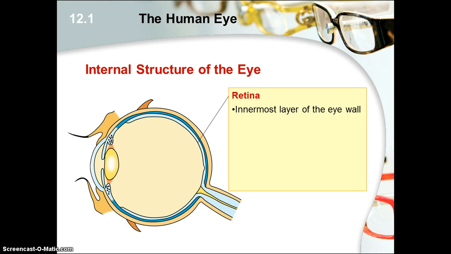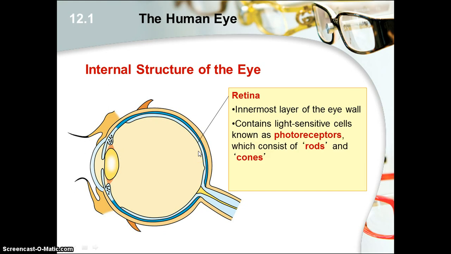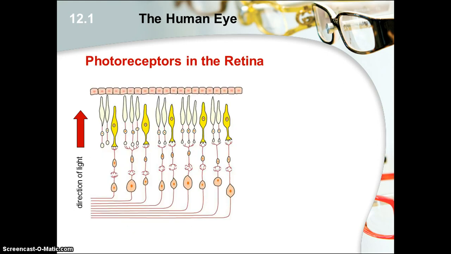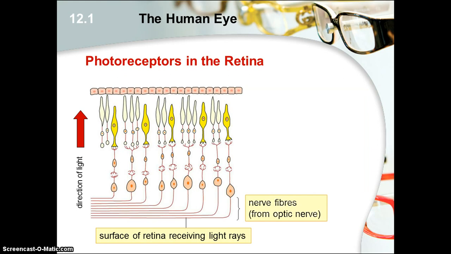Retina, as we mentioned before, is the innermost layer, the light blue layer shown here, which has the photoreceptors, or what we call the rods and the cones. It also connects to the nerve fibers from the optic nerve. What is the meaning of photoreceptor? Photoreceptors consist of two types: the rods here and the cones.